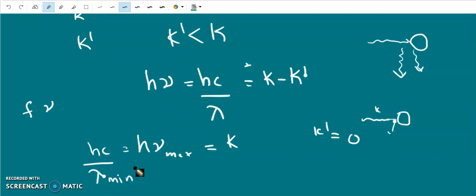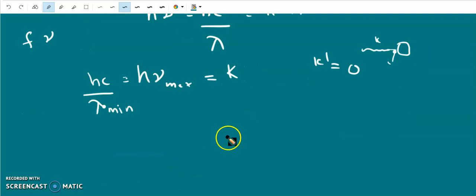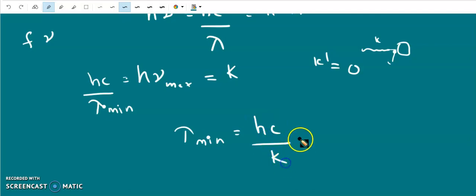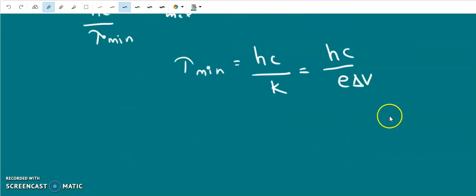So the minimum wavelength of this photon can be found as lambda minimum is equal to hc by K. The value we already know. So this kinetic energy is equal to E into delta V, where V is the potential and E is the charge of the electron. So lambda minimum is hc by E delta V.